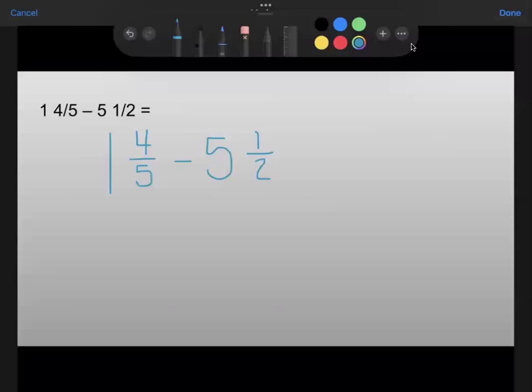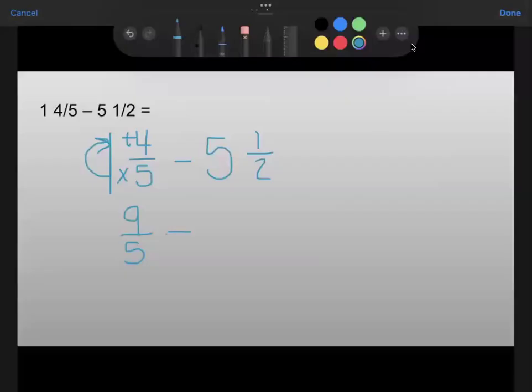Let's change both of these to improper fractions before we do the subtracting. So to do that, for the first one, I'm going to keep the denominator of 5, but to get the numerator, I would do 5 times 1 plus 4. So it kind of loops around this way. 5 times 1 is 5 plus 4 is 9. So if you haven't seen that before, or you're kind of rusty on that, check out other previous videos I've done on how to change mixed numbers to improper fractions.